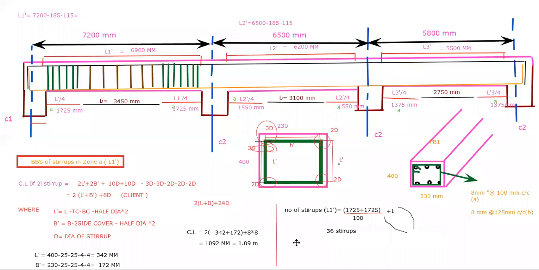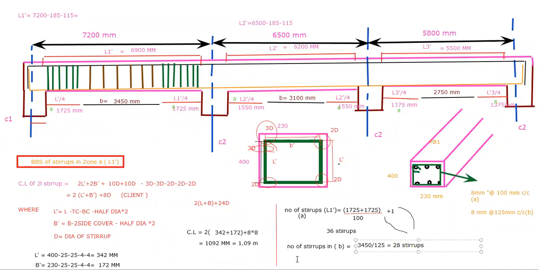Now find out the number of stirrups in B. So this is the number of stirrups in A. Here 3450 divided by 125 means 28 stirrups. 28 stirrups will be in the mid span.